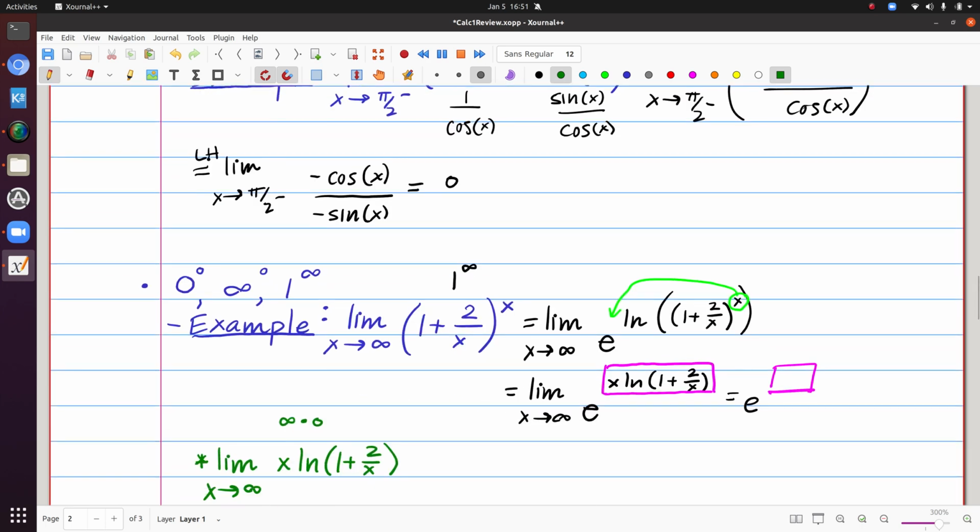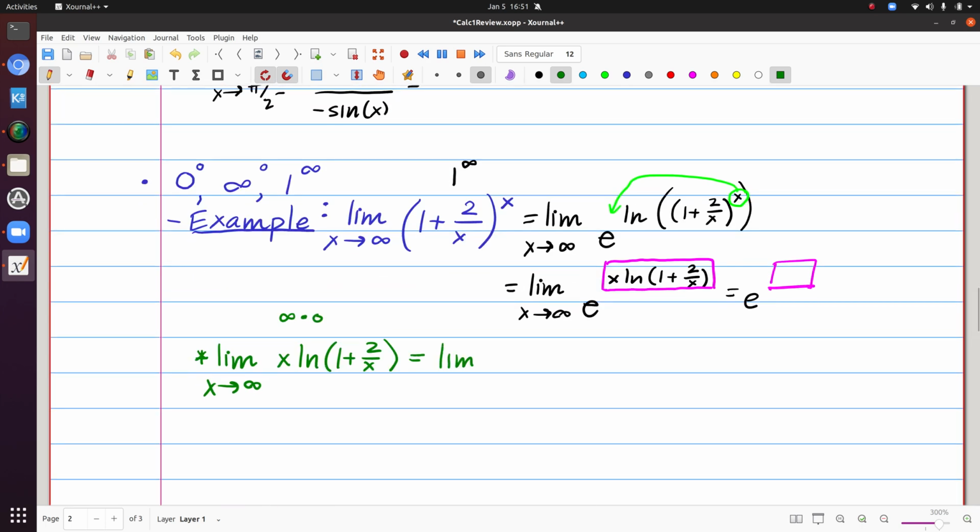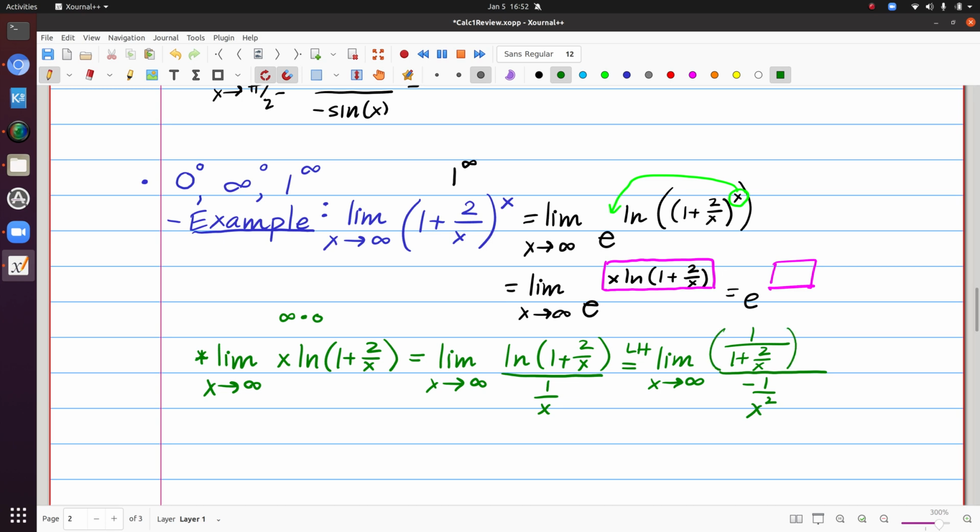What was our strategy there? Rewrite it as a ratio. So I'm going to rewrite this as the limit as x approaches infinity of the natural log of 1 plus 2 over x. And instead of multiplying by x, I'm going to divide by 1 over x. This is now of the form 0 over 0. Now I can apply L'Hopital's rule. And let me start with the easier one. The derivative of the denominator is negative 1 over x squared. To differentiate the numerator, I have to use the chain rule, which is going to give me 1 over the inside function there. That's the derivative of natural log. But then from the chain rule, I need to multiply by the derivative of what's inside of the parentheses. That is just negative 2 over x squared.